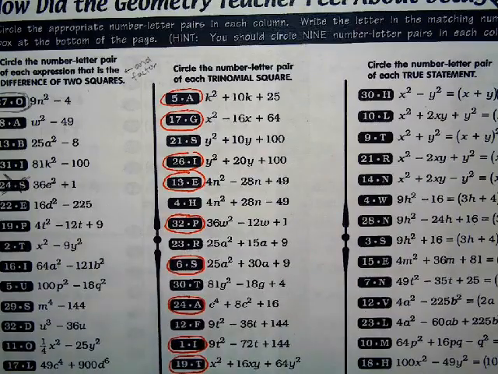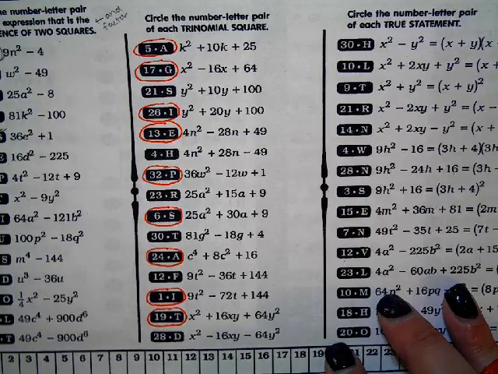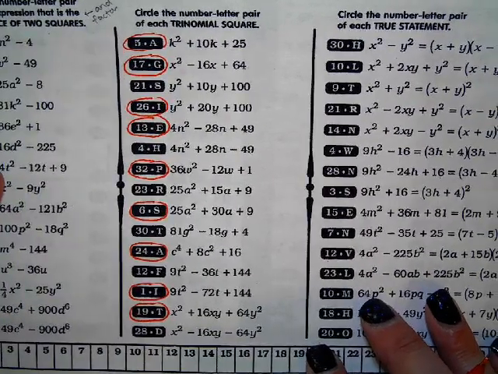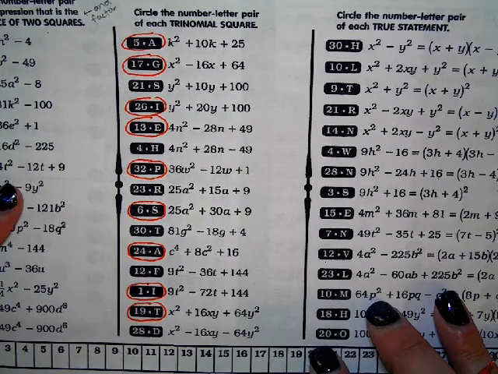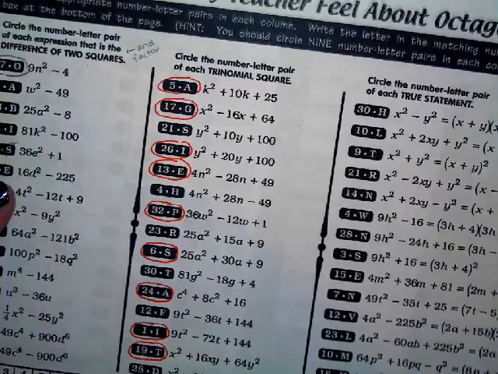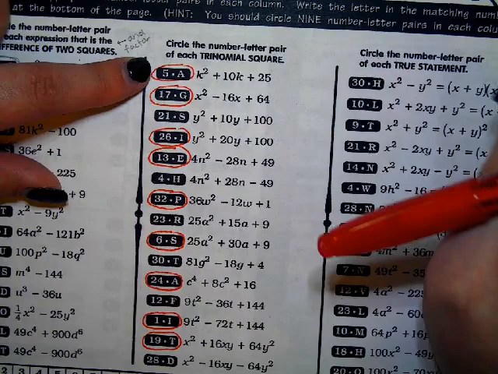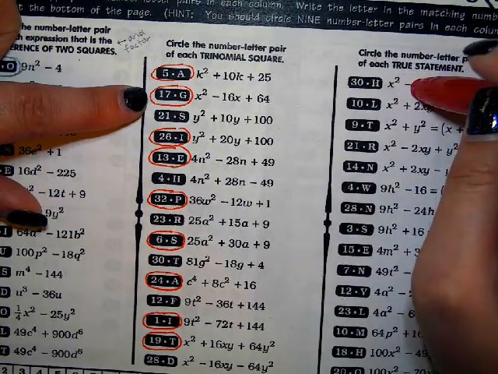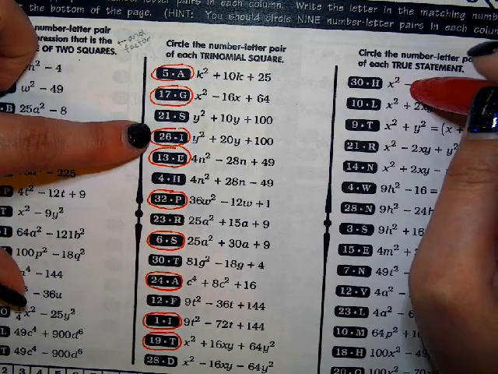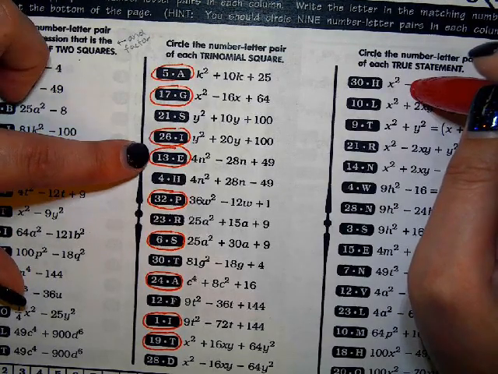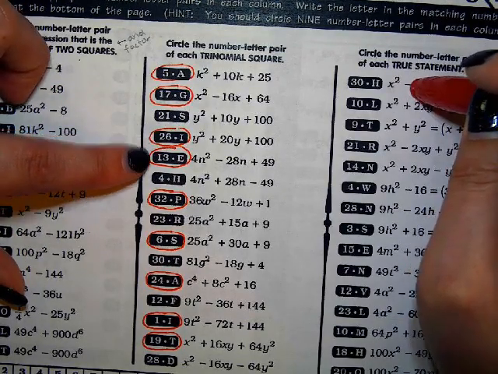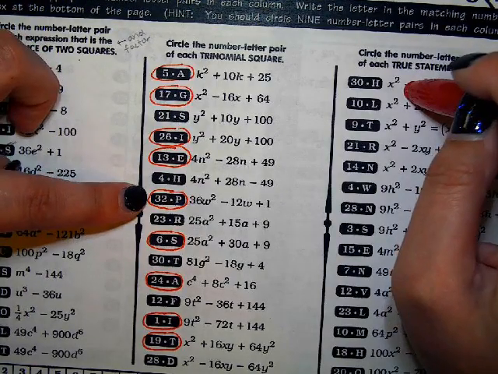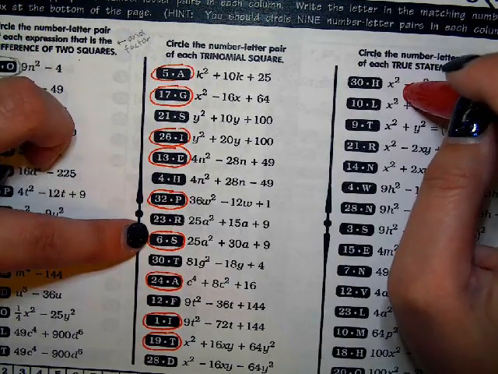So again, here they were: 5A, 17G, 26I, 13E, 32P, 6S, 24A, 1I, 19T. Those are the ones that you had to circle.